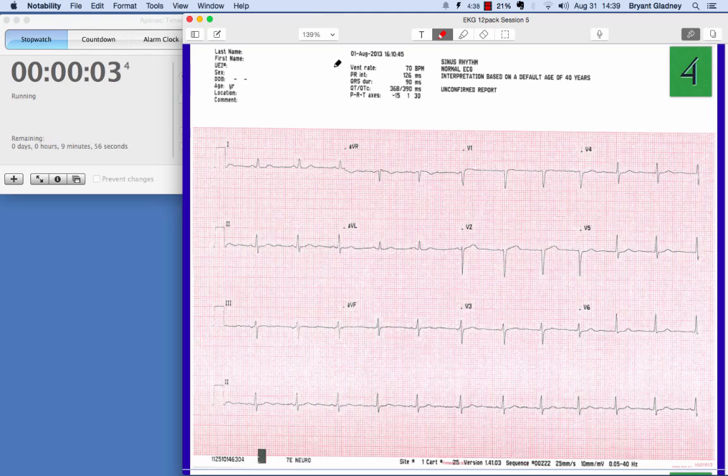Number 4, ventricular rate is 70. P for every QRS, QRS for every P. The rhythm is nice and regular. I don't see any drop beats. I don't see any extra beats.